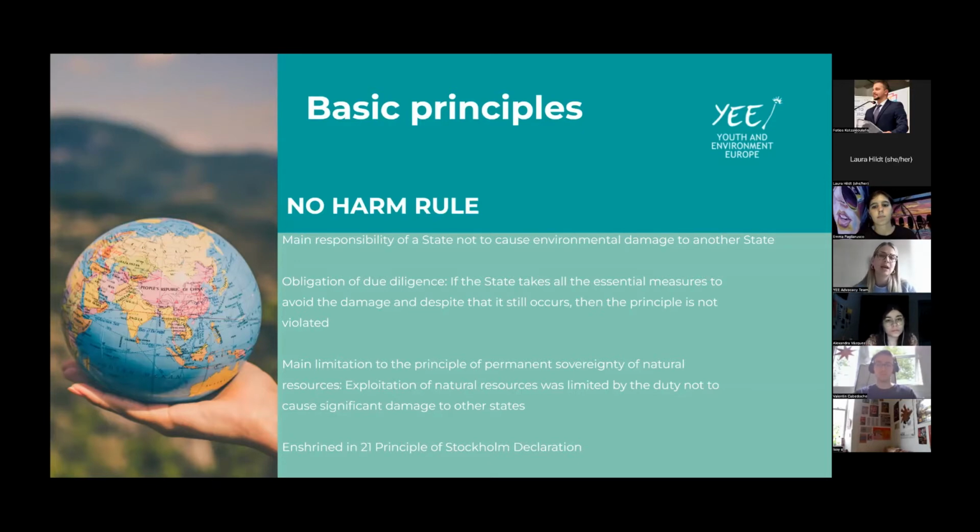This is something you will probably need for the exercise later, as I will explain. We can see a limitation of the principle here: the state needs to take all the essential measures, but if it does, and the environmental damage still happens, then there's no violation. So here we can see a somewhat controversial issue. It's also the main limitation to the principle of permanent sovereignty over natural resources.